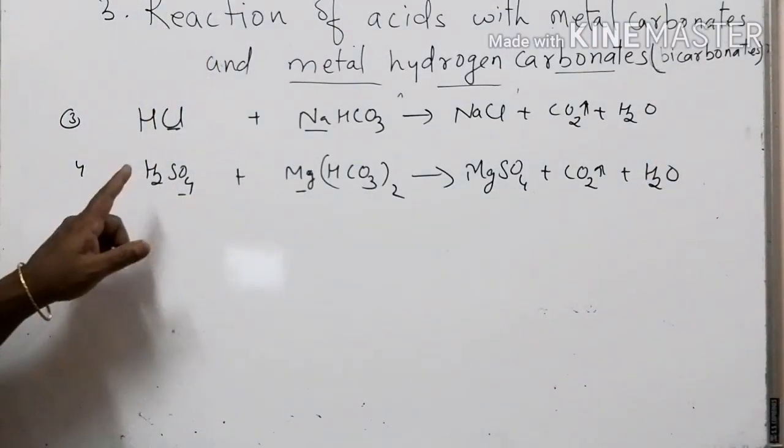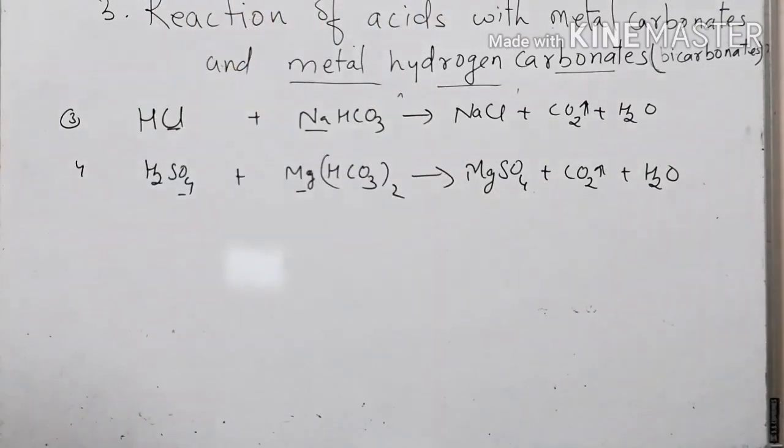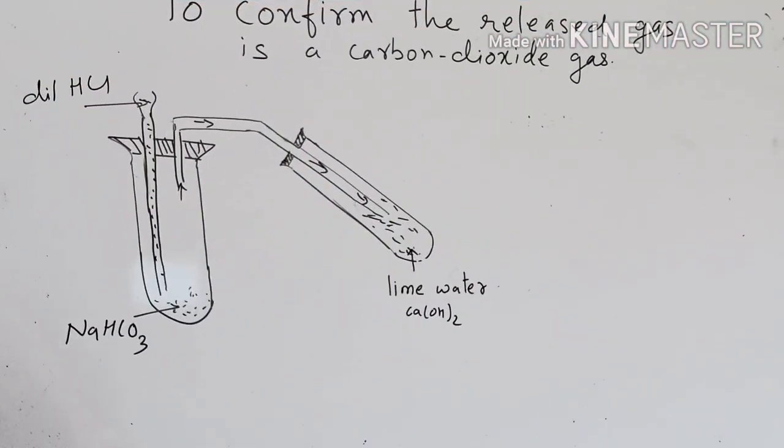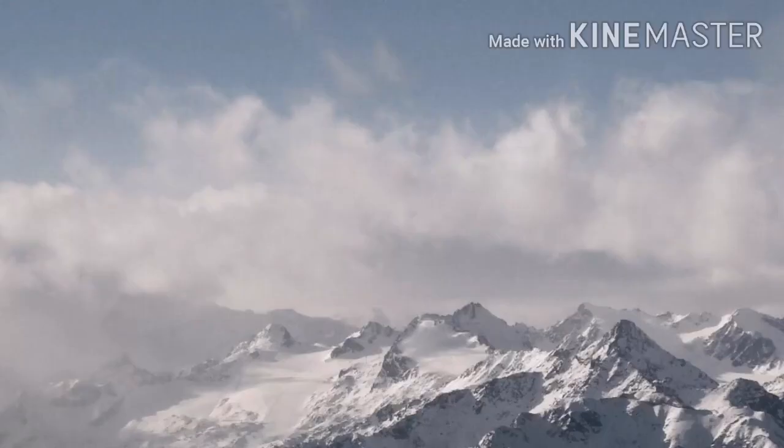So now you have understood very well. Acid reacts with metal carbonate or bicarbonate to produce carbon dioxide gas. Acid reacts with metal carbonate or metal hydrogen carbonate to produce carbon dioxide gas.